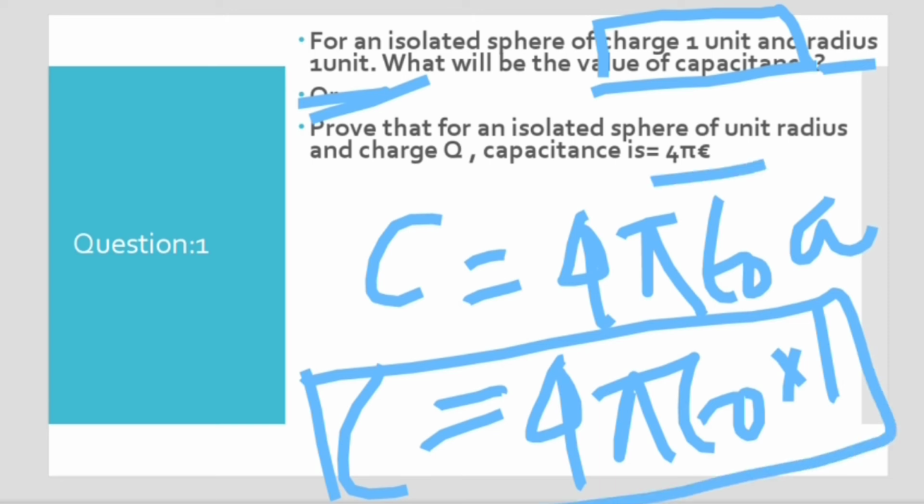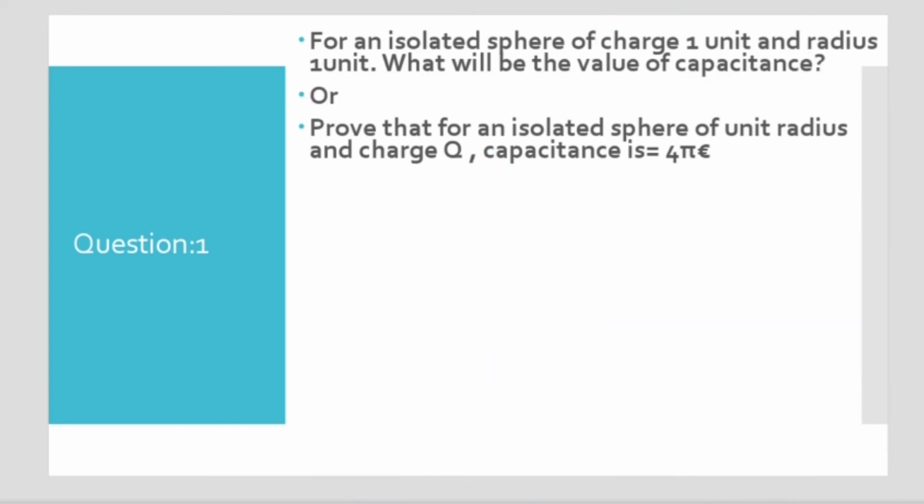Now look at the proof. Prove that for an isolated sphere of unit radius and charge Q, capacitance is this much. So of course charge Q is nowhere needed. If you place 1 in place of A, you can get the answer.